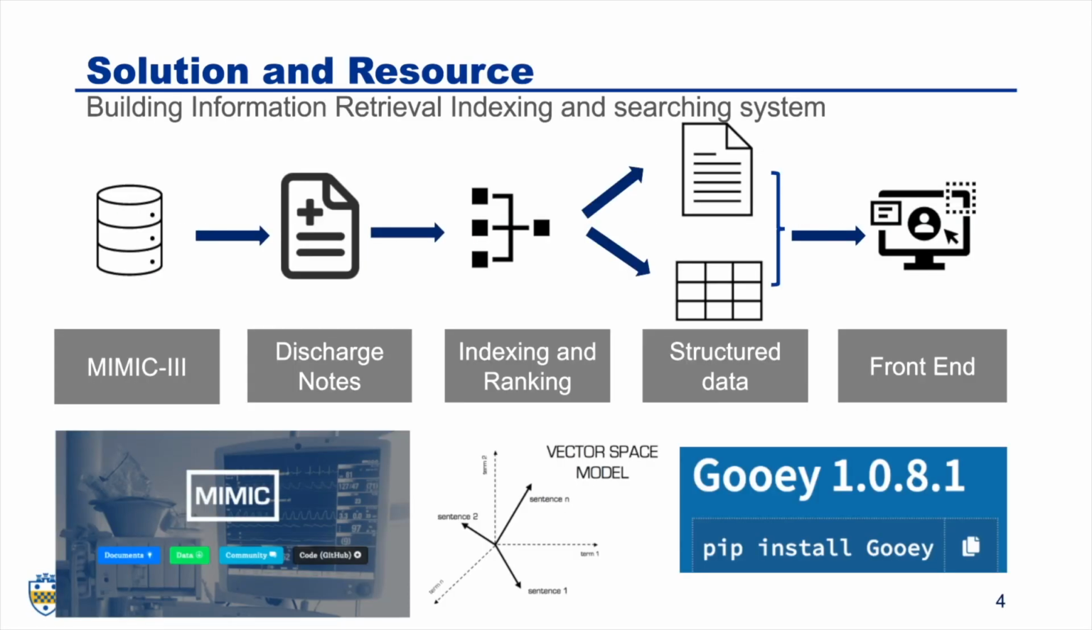So I'll start us off with a brief overview of how the system works. We start with the Mimic3 database. We extract a bunch of discharge notes from that, and then we perform indexing and ranking on those discharge notes. We also use structured data to add an option to filter which documents can be returned by the retrieval tool. And then we have a front end that the user can use to put in queries and filters and to view the data that is returned.